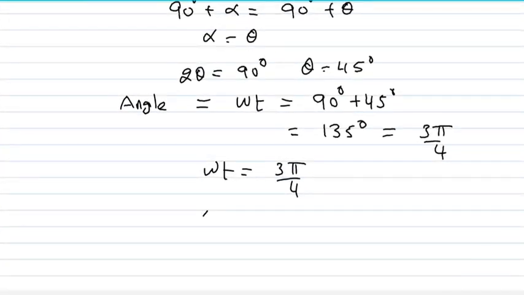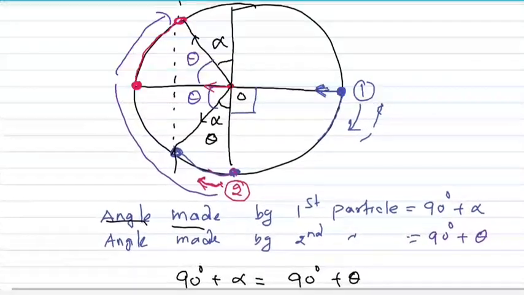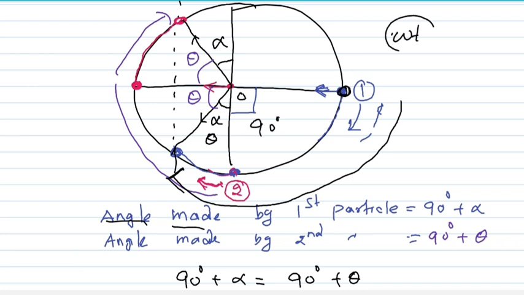I can take the omega value as 2 pi by capital T. So 2 pi by capital T into small t is equal to 3 pi by 4. Here pi is cancelled. I'll get small t is equal to 3T by 2 into 4, that is 3T by 8. That is the answer. That means for the first particle to reach from position 1 to this position, the angle rotated is 90 plus alpha, which is equal to omega t. So we equated omega t equal to 3 pi by 4 and found the time taken. This is the first method.